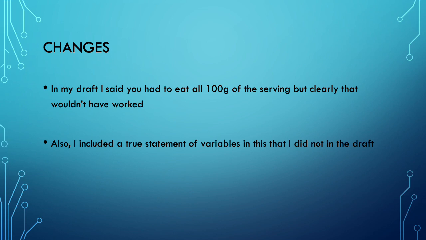As for the changes from the draft, in my first draft I said you had to eat all 100 grams of the serving, but clearly when you see 782 over 39, you can't really just eat all 100 grams, there has to be fractions. And I also included an actual statement of variables in this one.